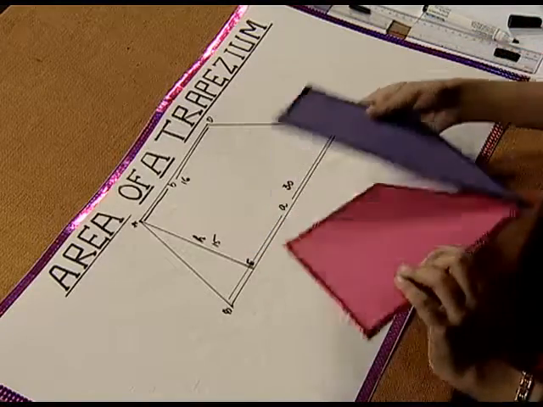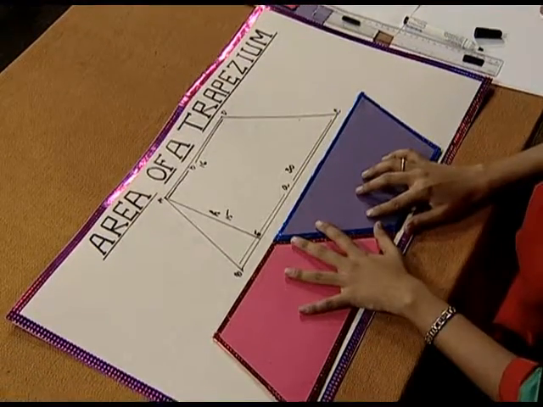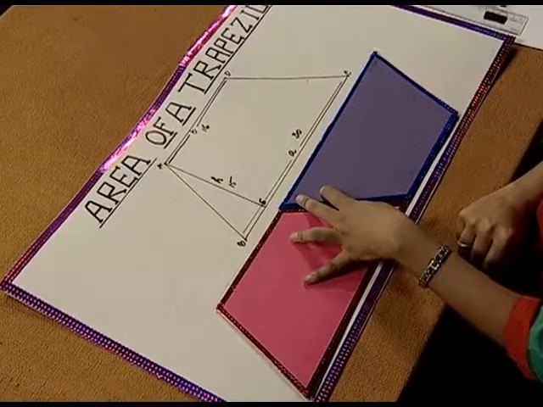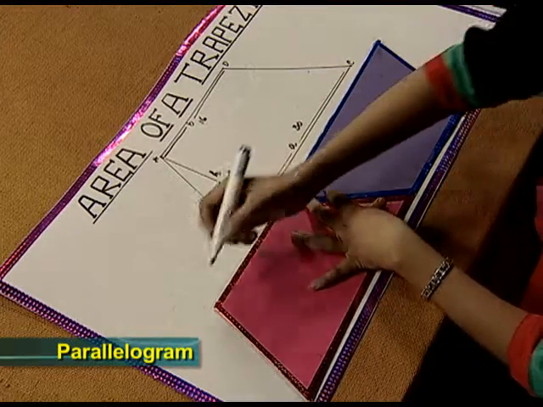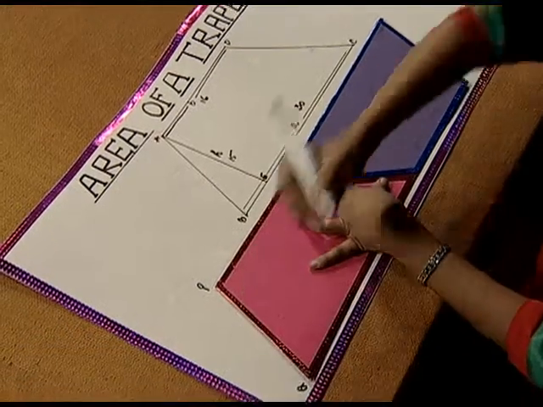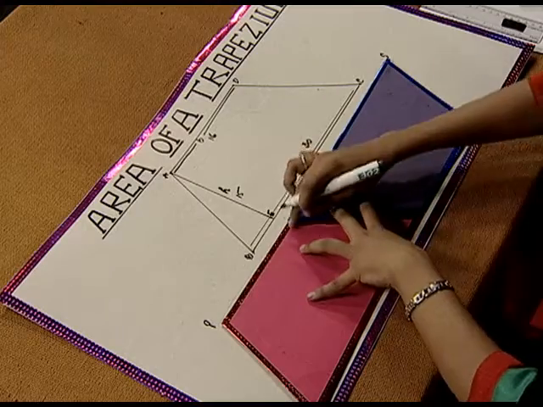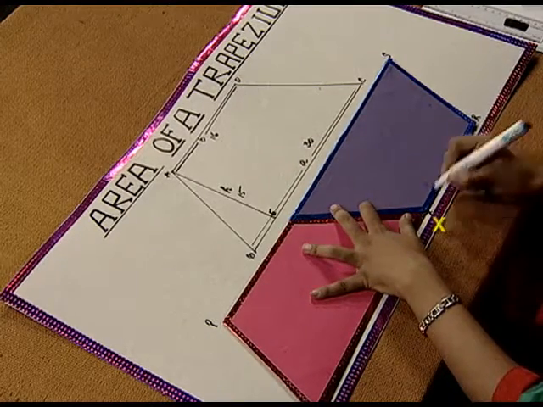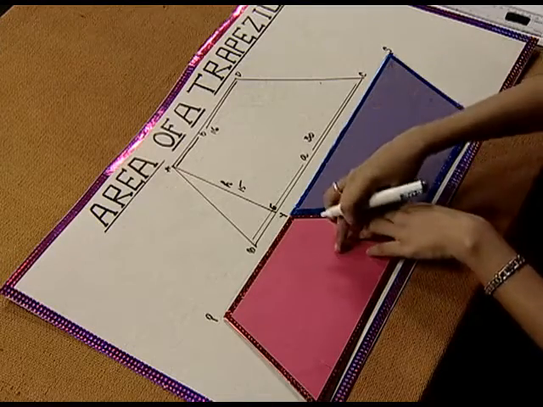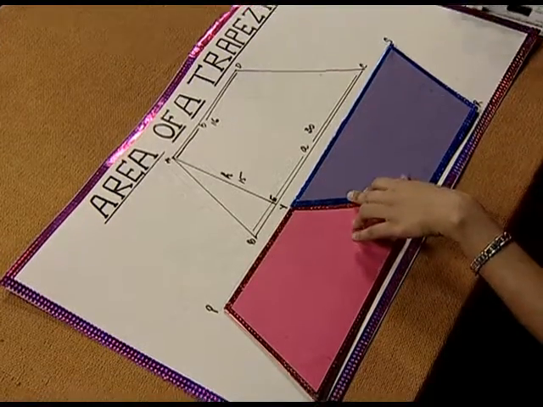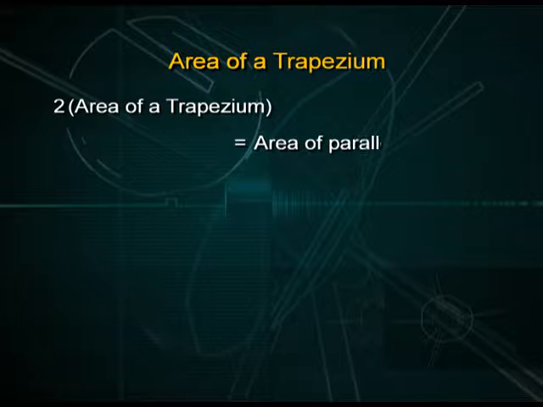Now, we are going to place these two cutouts in such a manner that this forms this kind of a shape. And you can observe, what is this figure? It is a parallelogram. Let us name this parallelogram as PQRS. Let's name the meeting points of these two trapeziums as X and Y. Now you can see that this parallelogram is made up of two trapeziums. So what can we say? That twice the area of a trapezium is equal to the area of this parallelogram.